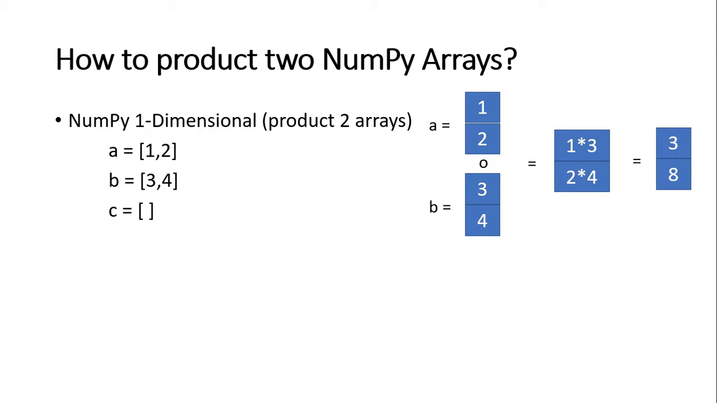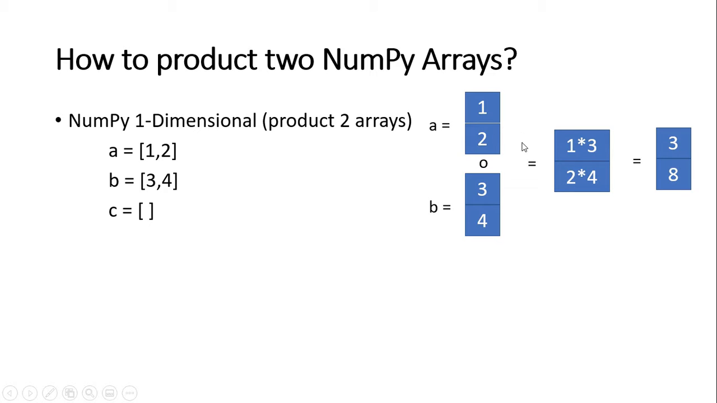Next, how to calculate the product of two NumPy arrays. In this case, we are using two arrays, remember, meaning we are doing the multiplication of two different arrays. One array is A with values 1, 2, and another array is B with values 3, 4. The output I will store in C. The first element of array A is multiplied with the first element of array B, and simultaneously, the second element of array A is multiplied with the second element of array B.